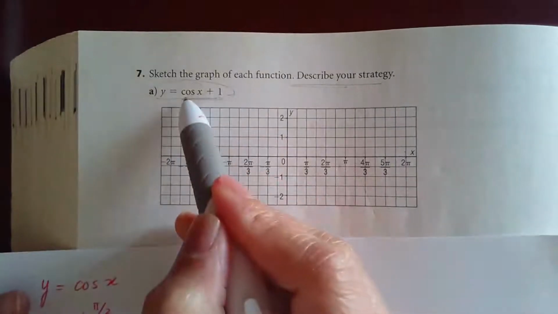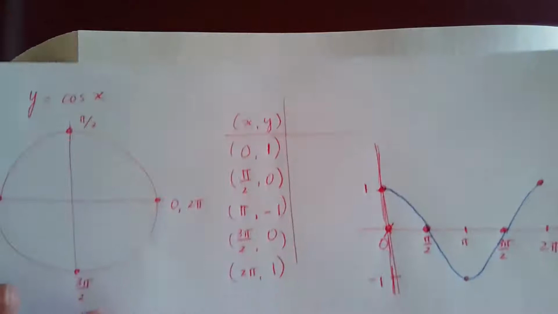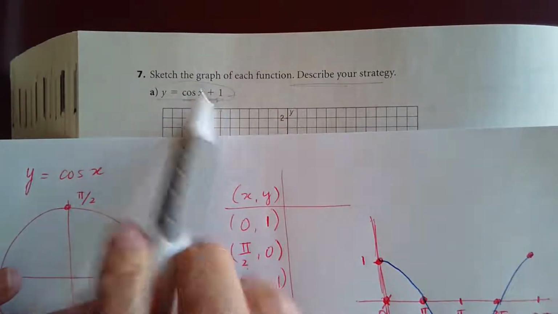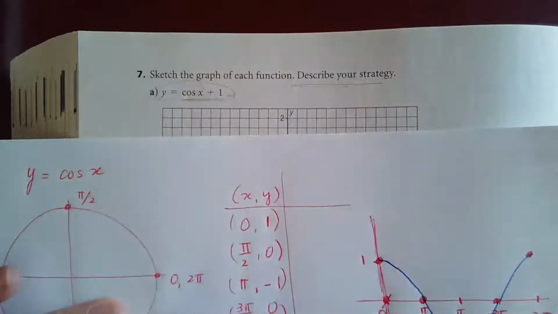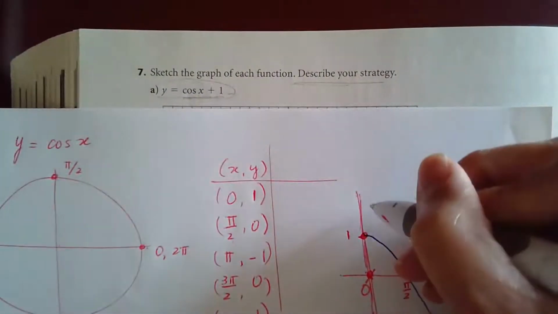Now, what happens here is that it's cos of x plus 1. That tells us that there's a vertical shift of 1. So everything is moved up 1 unit.